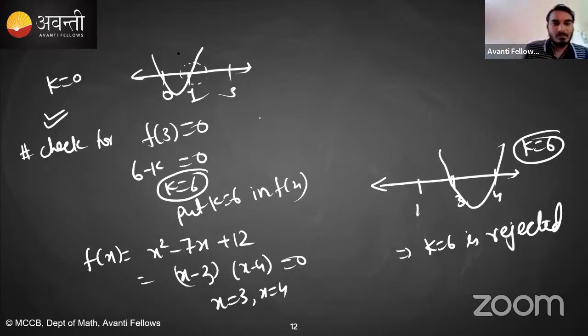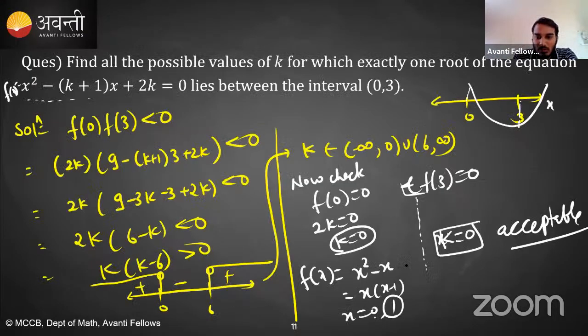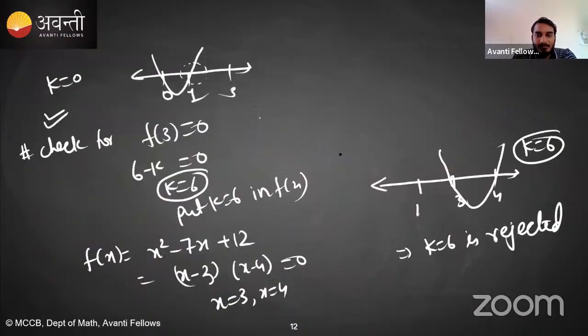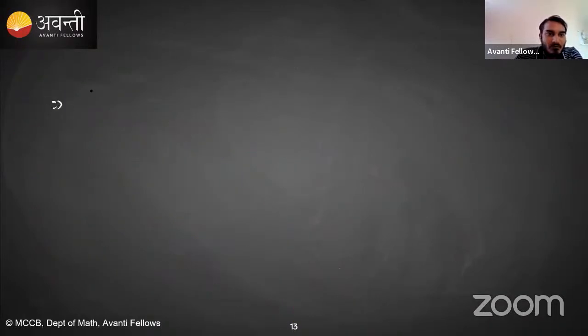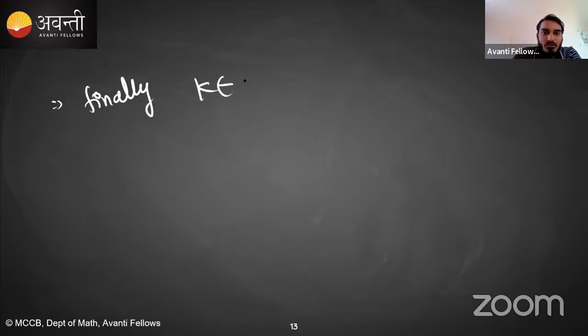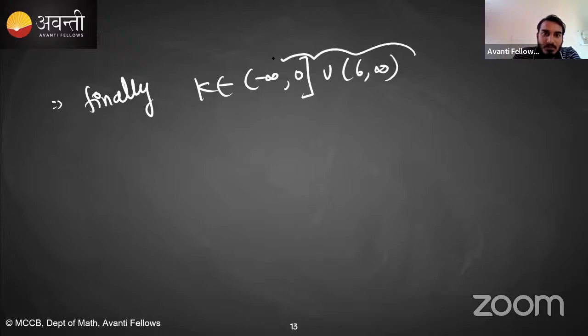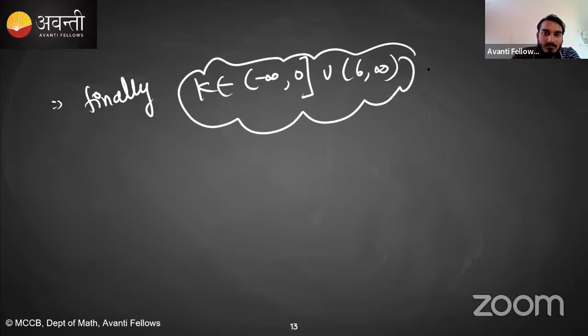Is this clear? Okay. So what you will do now, include your k equal to 0 in your final answer. Include k equal to 0 in this answer. Okay. So it implies the final answer is: finally k belonging to minus infinity to 0 union 6 to infinity. So this is the final answer. Is this clear student? Is this clear?